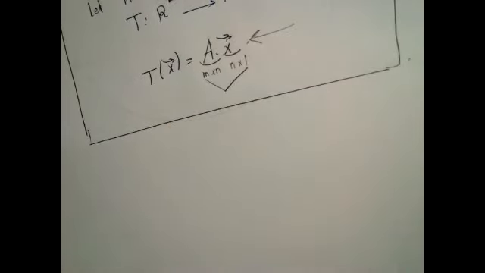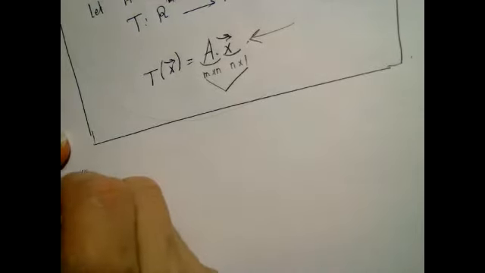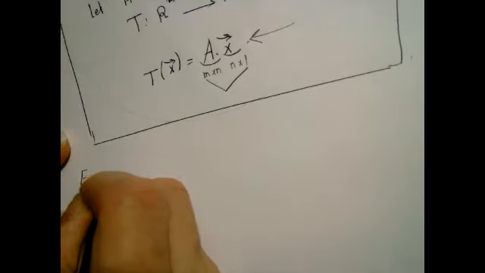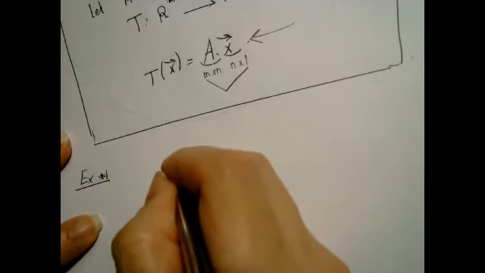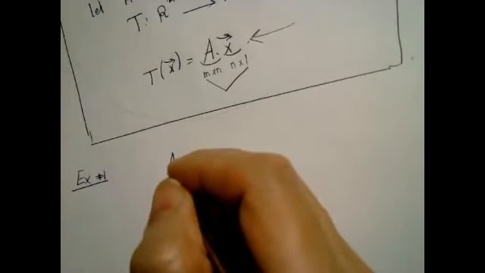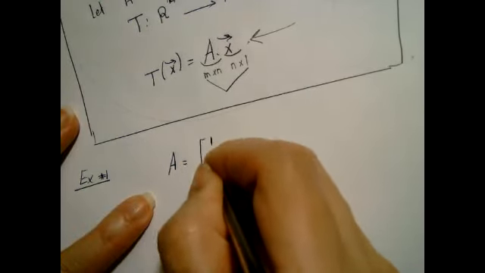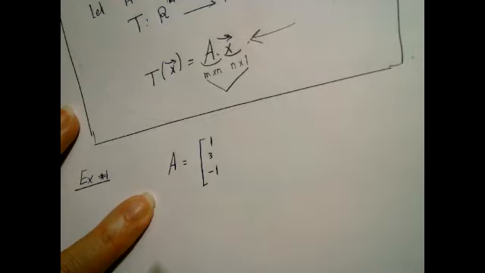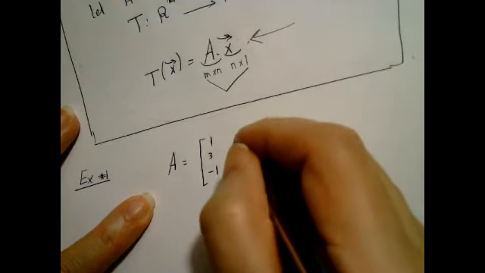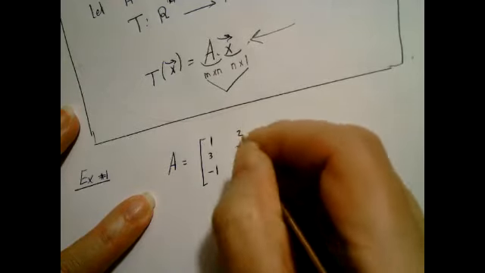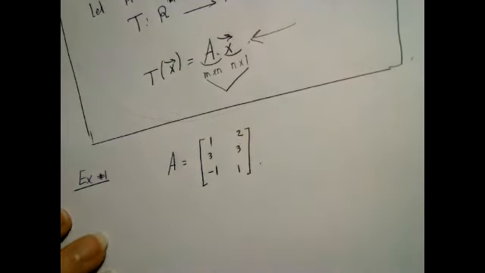Example number 1, which really takes us back to what we've been doing all the time. So let's see example number 1. Let me take the matrix A to be equal to the following: 1, 3, minus 1, and 2, 3, 1. Let A be the matrix.